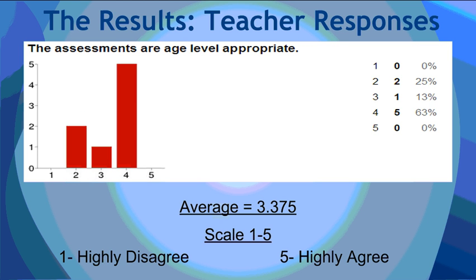The next question, the assessments are age level appropriate. Here we have 5 4s, 1 3, and 2 2s, giving us an overall of 3.375, but really with only 8 teachers, trying to look at it that precisely probably isn't that useful. But nonetheless, we have age level appropriate. So they felt that some of the lessons might have been a little bit too advanced for the students, which we'll look at a little bit later.